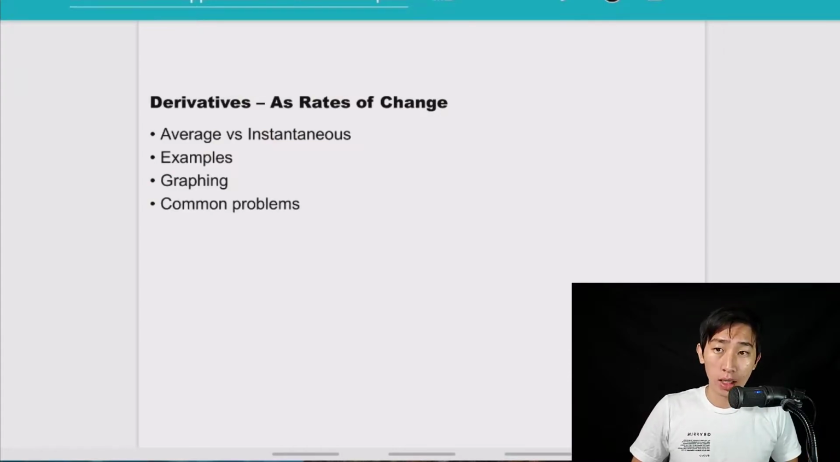Derivatives as rate of change. So here's the main thing. We're covering average versus instantaneous rate of change, examples, graphing, and some common problems.